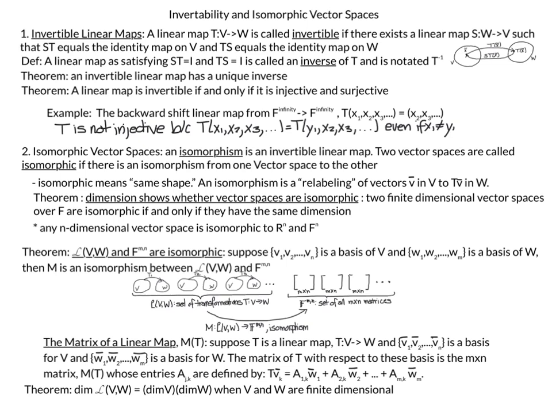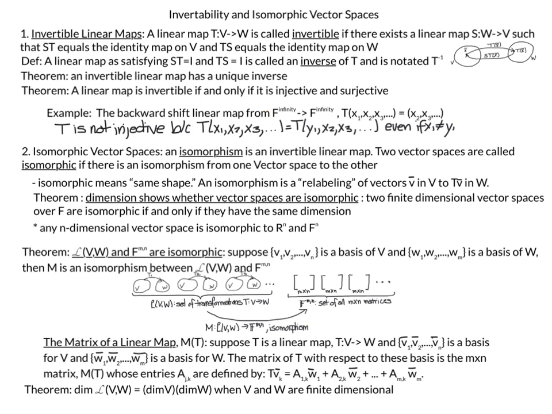We had a theorem that an invertible linear map has a unique inverse, and then this theorem which told us how we would know if we had an invertible map, which is that a linear map is invertible if and only if it is injective and surjective. And we did this example in the main part of our video.